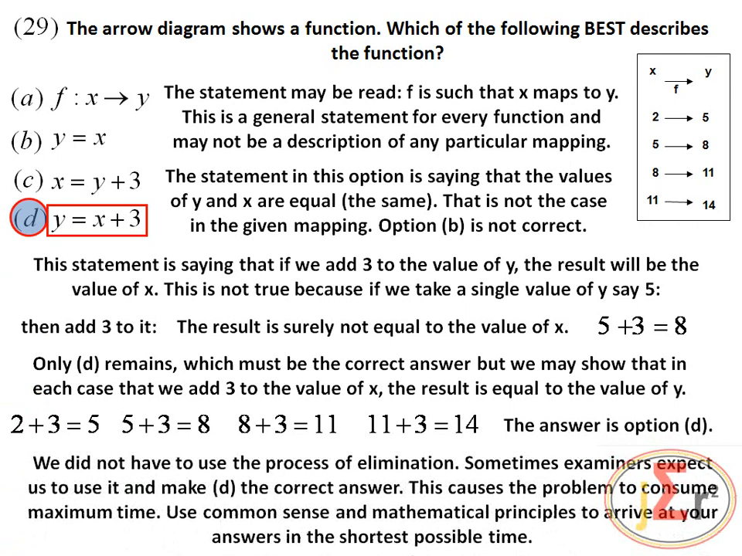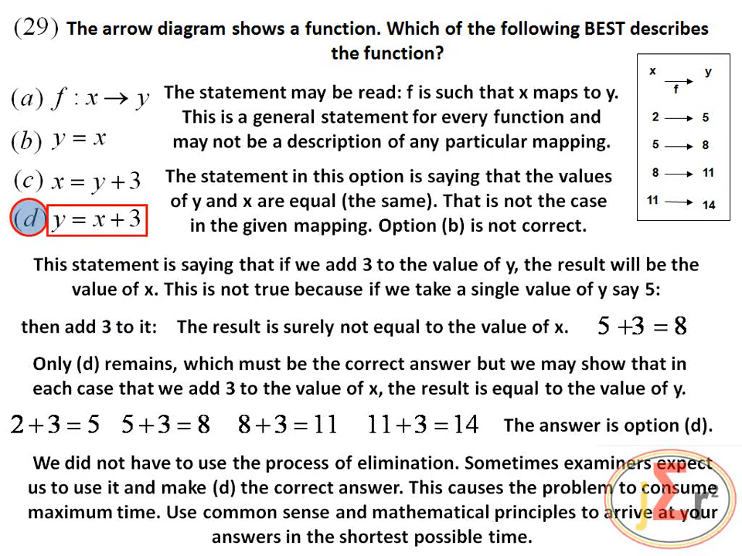We did not have to use the process of elimination. Sometimes examiners expect us to use it and make D the correct answer. So if we can just arrive at the answer without using the process of elimination, that would have been the correct thing to do, because sometimes examiners expect us to use the process of elimination and make D the correct answer.